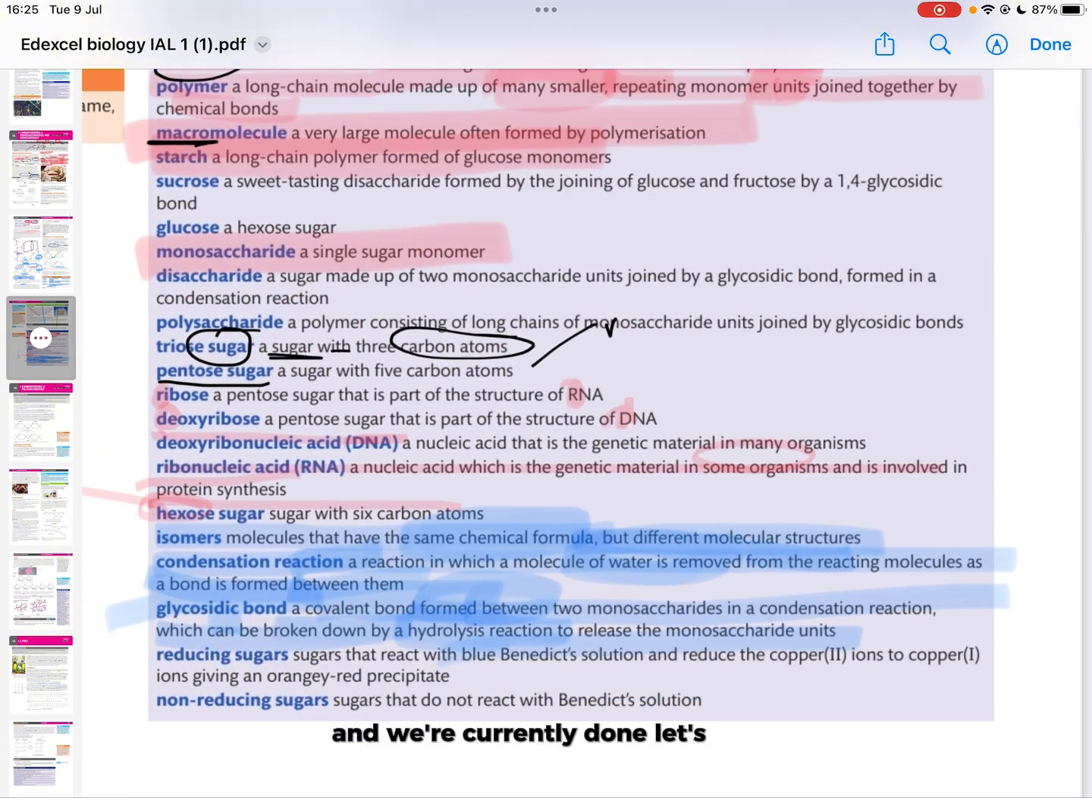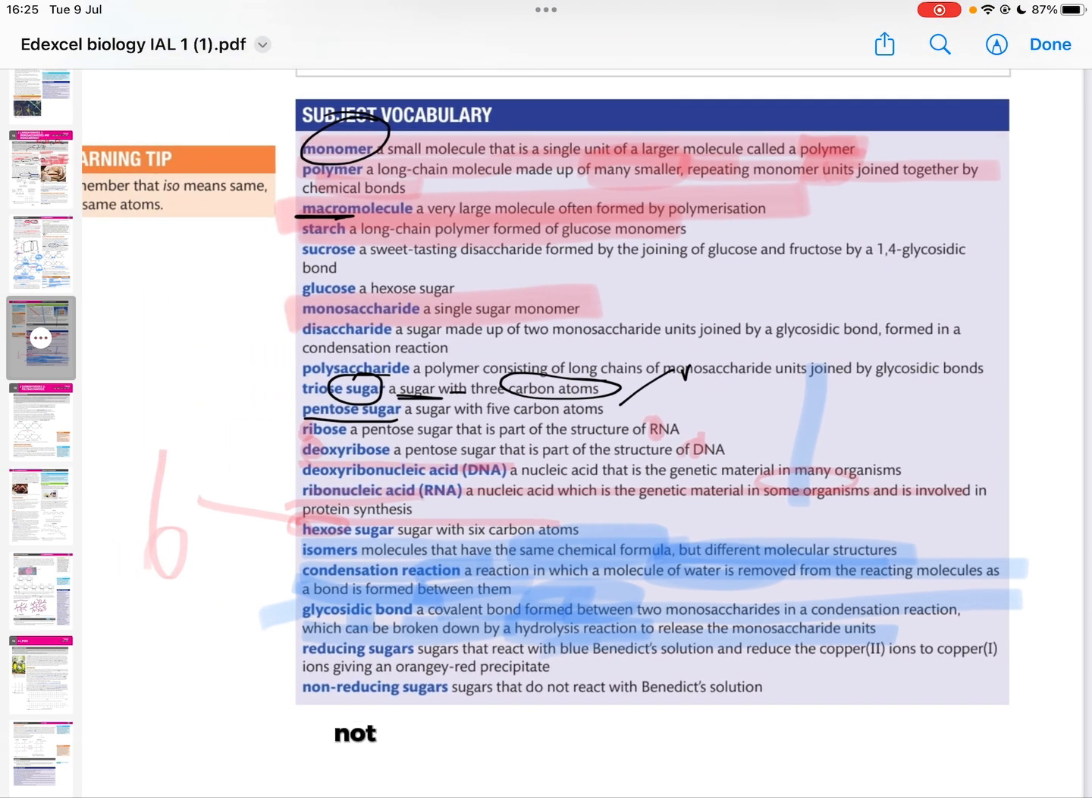And we're currently done. Let's just revise the keywords. We've talked about many keywords, which are very fun to know because they're easy, basic keywords. Keyword number 1, monomer. A monomer is a small molecule, a single unit of a larger molecule called a polymer, such as glucose.